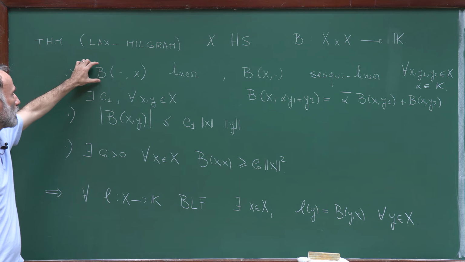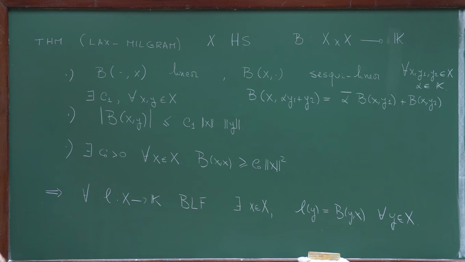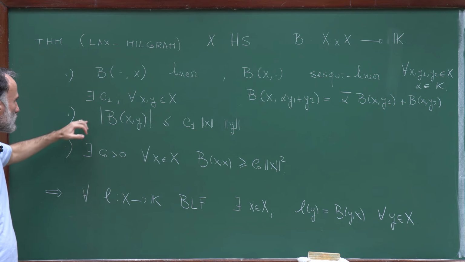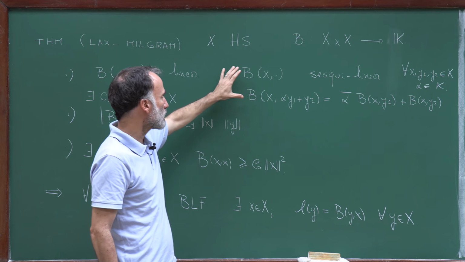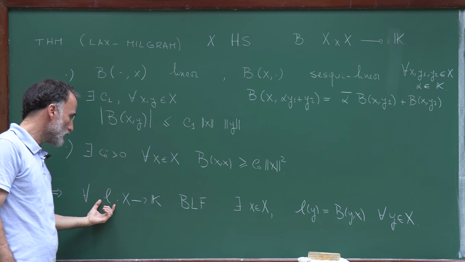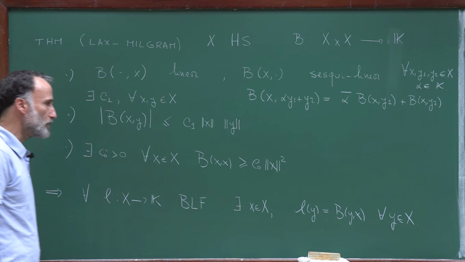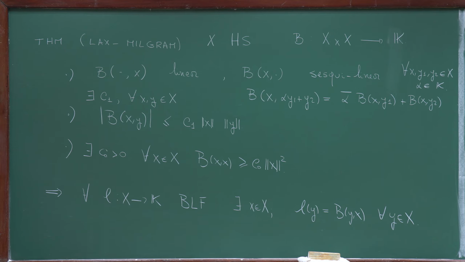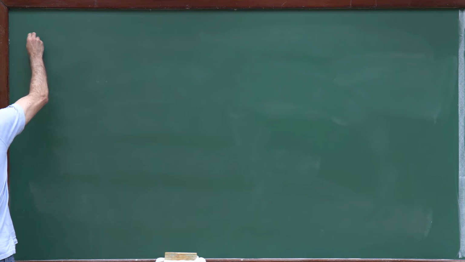Now we have this B, which plays the role of a scalar product. The first assumptions are exactly the assumptions of a scalar product, and then we have, besides these, two extra conditions, and under these two extra conditions we can represent any bounded linear functional in terms of this functional B. So this is the last theorem of this lecture, which I will now prove. So, proof.